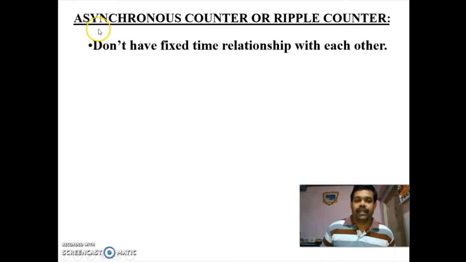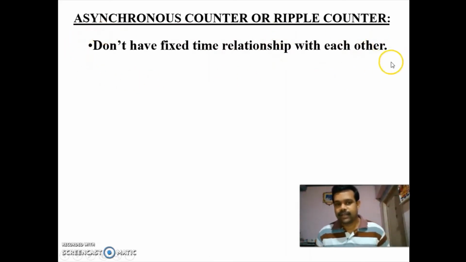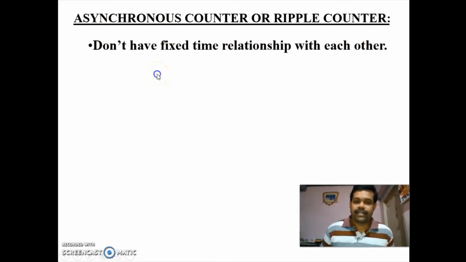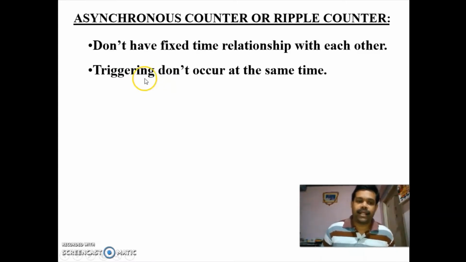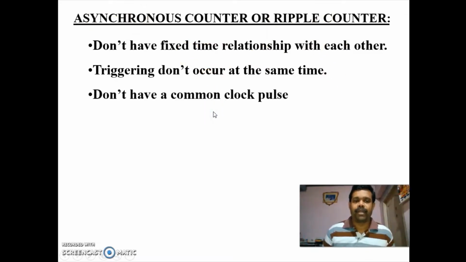In an asynchronous counter, the flip-flops do not have a fixed time relationship with each other. Triggering does not occur at the same time. That is, we will not be providing the clock to all the flip-flops at the same time. So they do not have a common clock pulse. This asynchronous counter or ripple counter does not have a common clock pulse.